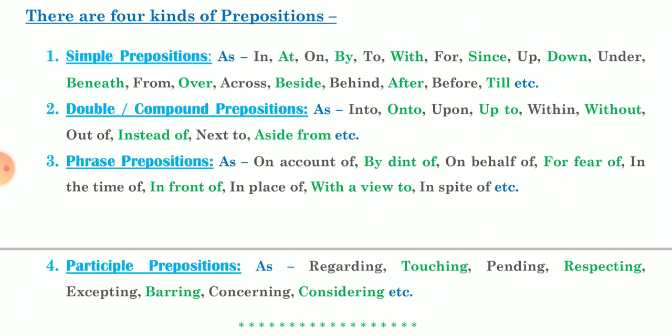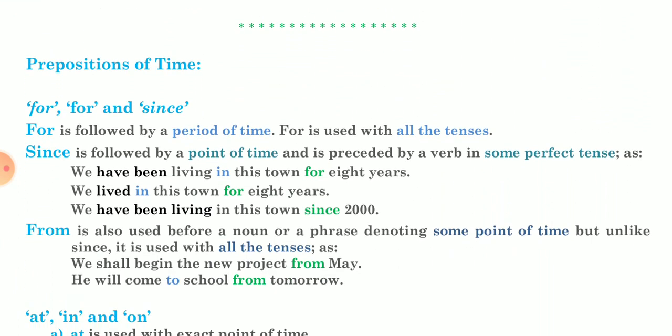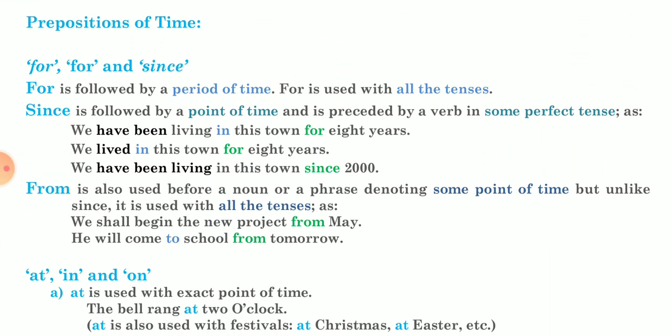Now the next thing we are to study. According to our book, Total English, in this chapter we study only prepositions of time and prepositions of place. So let's study the use of for, from, and since. Actually it is a misprint in the book: for, from, and since.